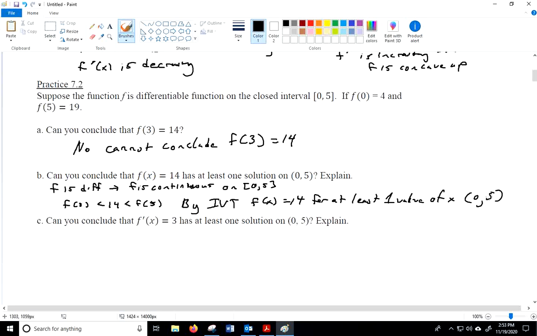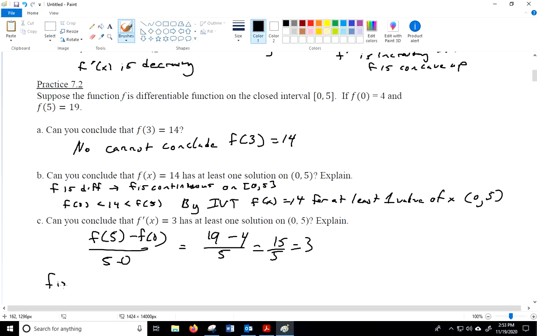That is guaranteed. Can you conclude that f prime of x is equal to 3 has at least one solution on the interval from 0 to 5? Well, we're talking about the derivative, so let's look at the average rate of change. That's what we would be able to figure out. So that'd be f of 5 minus f of 0 over 5 minus 0. f of 5 is 19, and f of 0 is 4. So that's 15 over 5. That's 3.